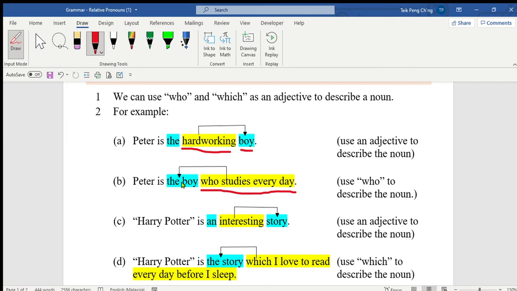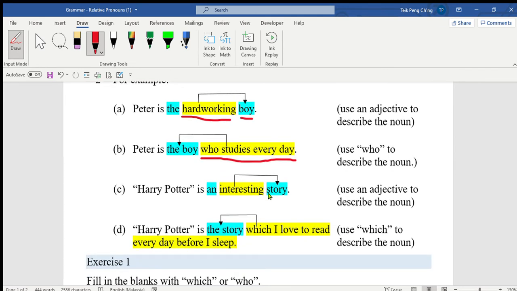And then in B, we didn't use an adjective. Instead, we use, we call it a who phrase. Okay, we use the phrase to describe the noun, who studies every day. Now look at C. Harry Potter is an interesting story. Okay, now in C we use the adjective interesting to describe the story.